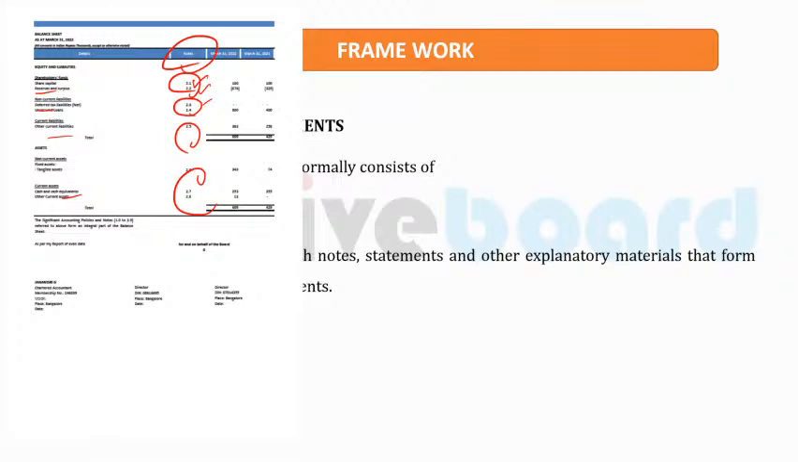First, you have to prepare the balance sheet. Second, P&L. Third, cash flow. Then fourth, notes to accounts. The notes number should be given in your balance sheet and P&L, so the readers will go and check.